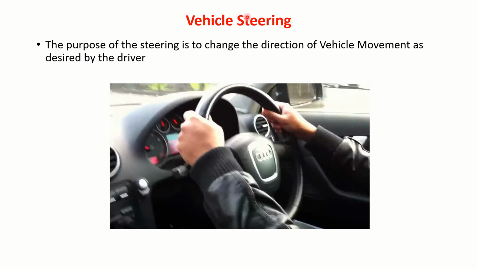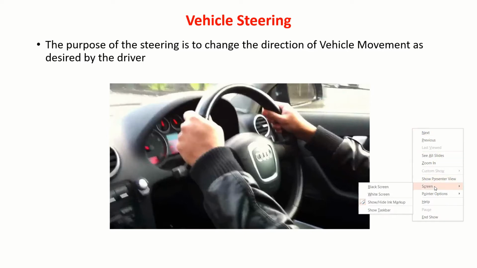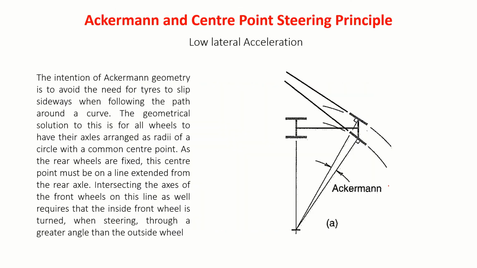What exactly do we mean by steering? The purpose of the steering is to change the direction of vehicle movement as desired by the driver. For that, we use a steering system. First, let us understand the steering principle. So we have the Ackermann or center point steering principle. It's what we talk about. What exactly is an Ackermann steering system?